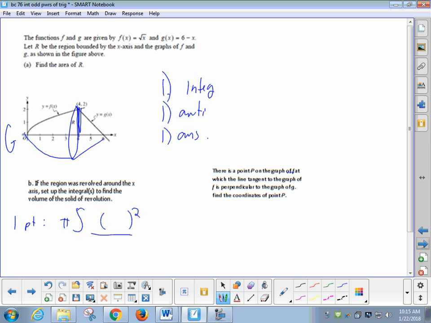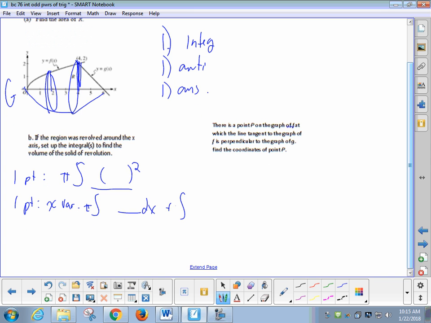Okay? 1 point was for knowing x is the variable of integration. You should know that if it's around x, then these cylinders are tiny thin dx slices. So if you have a clue at all, then you should have dx in here. And last but not least, you should also know that it's 2 integrals with the correct limits of integration. So 1 point was for the integrands with the correct limits. And that's pretty good. And then a quick gentle rebuke here.